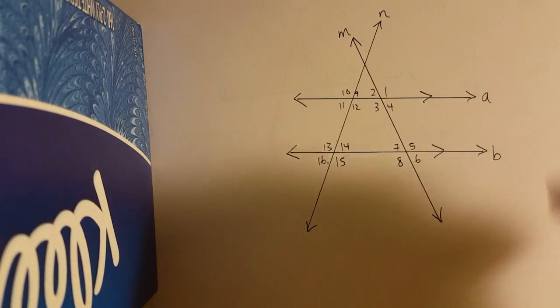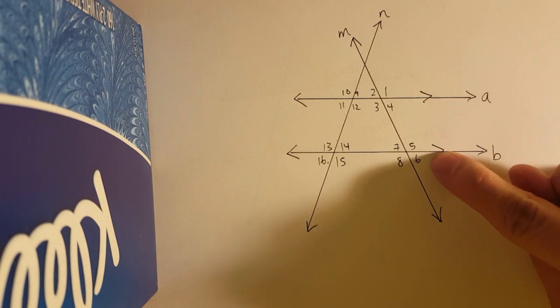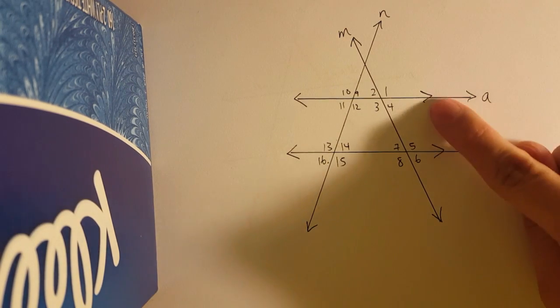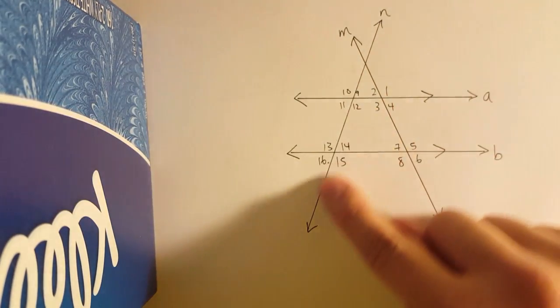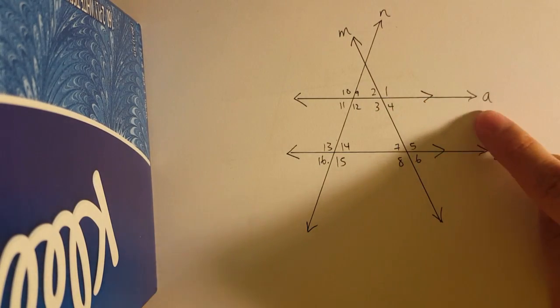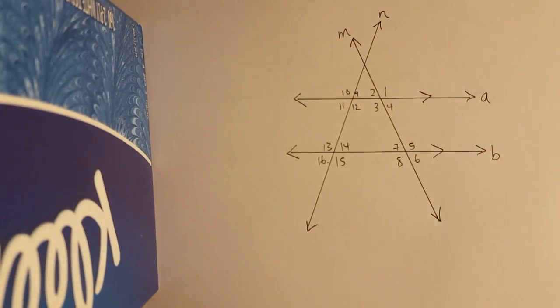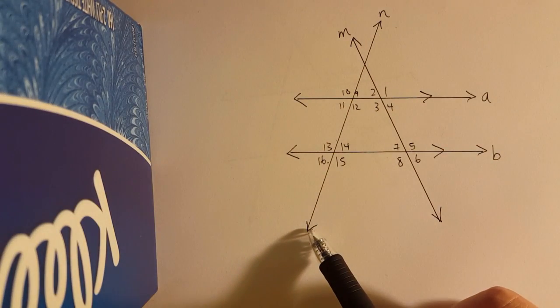So here I have a diagram with parallel lines denoted by the two arrows in the middle of the two lines, and then I have transversal M and I have transversal N. Notice I labeled a bunch of the angles. These are all given to you. So right now I know that these two are parallel, and I know that these are two different transversals.